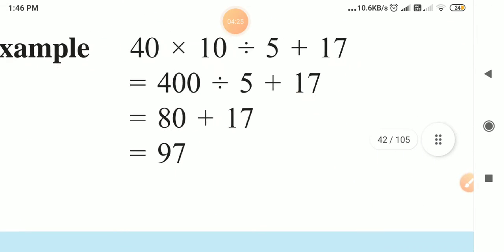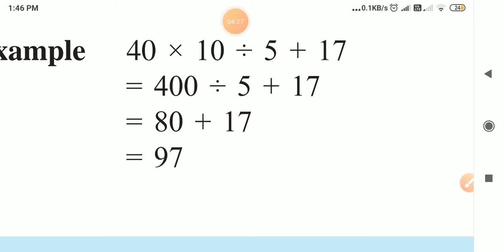So first of all, here is the question. We have to solve the expression 40 into 10 divided by 5 plus 17. So let's solve this example.